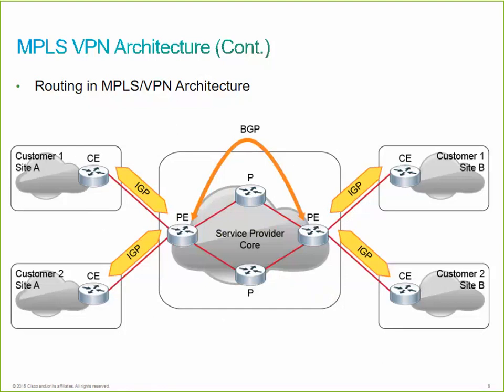But the key is that the customer and the service provider have to agree on what that protocol should be. The customer then injects all the routes that are needed into that routing protocol, usually through some sort of redistribution, right? I might be running OSPF as my core IGP, and then I might be running BGP as my protocol to exchange routes between the customer edge and the provider edge router. All right?